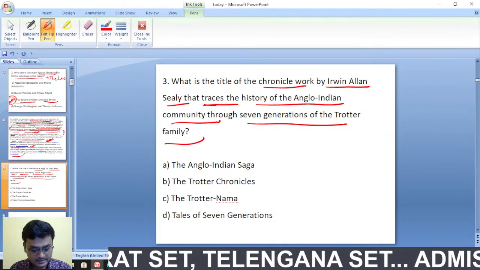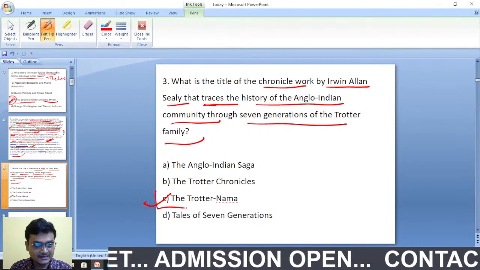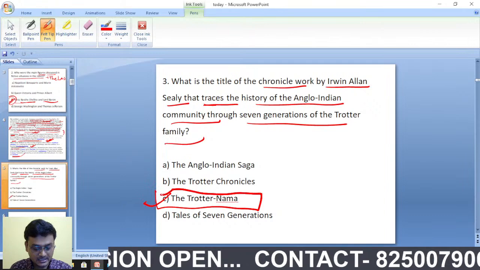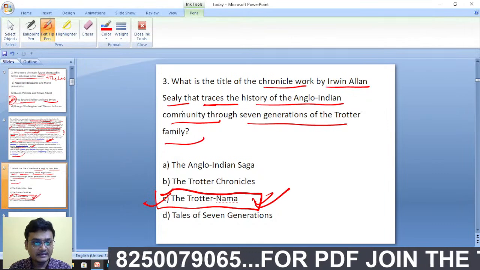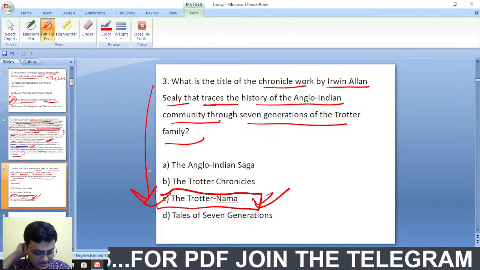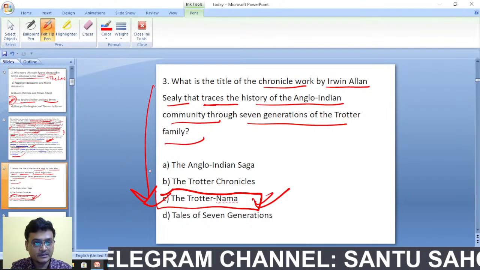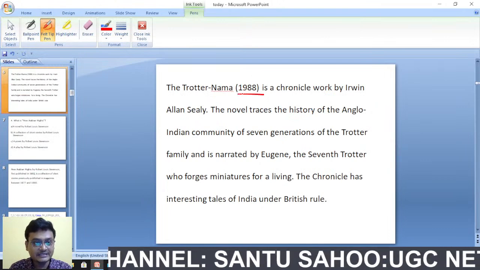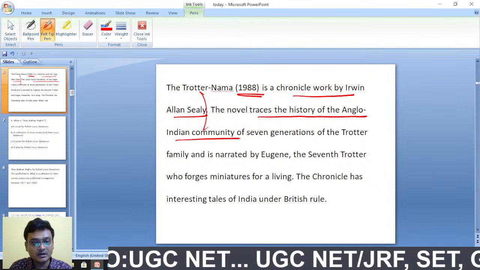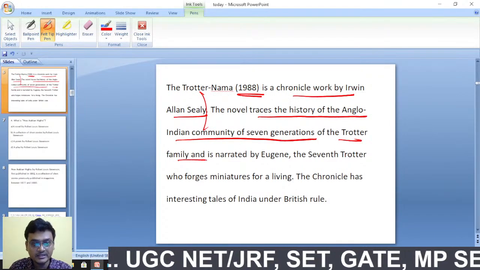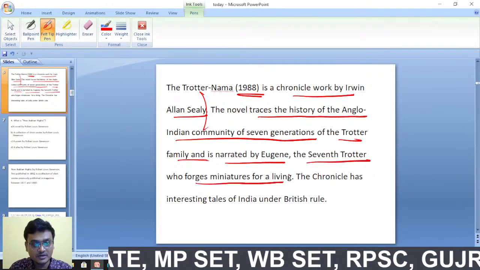Okay, excellent. Trotter Nama, exactly. Allen Shelley has, yeah, it's Trotter Nama. Trotter Nama by Allen Shelley. Yeah, it is the Trotter Nama, exactly. Trotter Nama is the right answer. The Trotter Nama is a 1980 chronicle work by Allen Shelley. The novel traces the history of the Anglo-Indian community over 7 generations of the Trotter family and is narrated by Eugene, the 7th Trotter, who forges miniatures for a living.